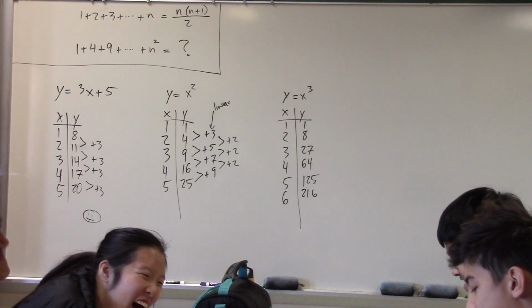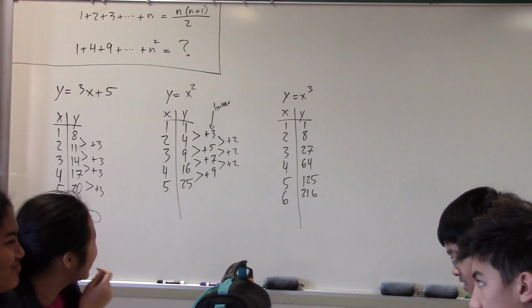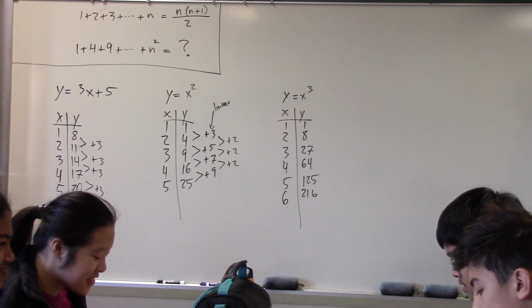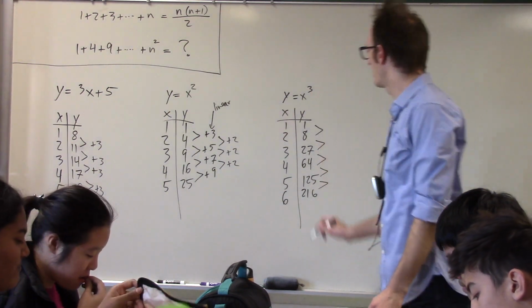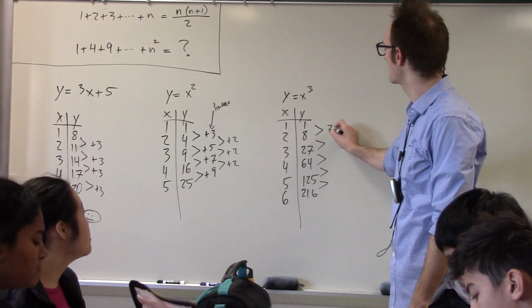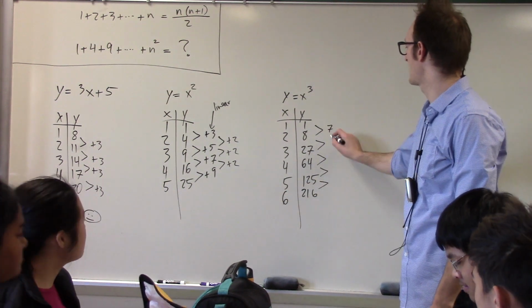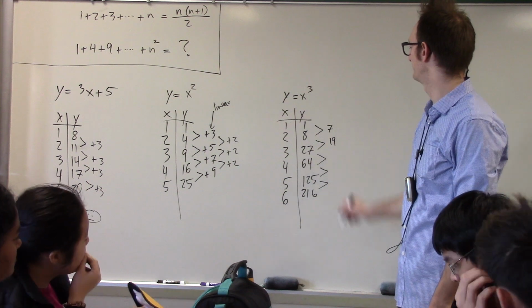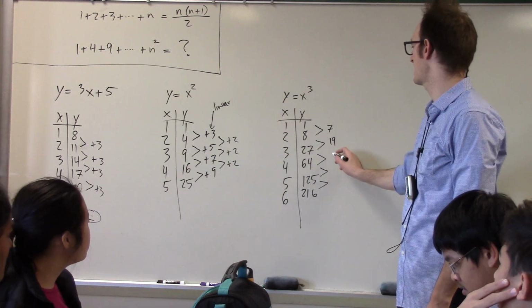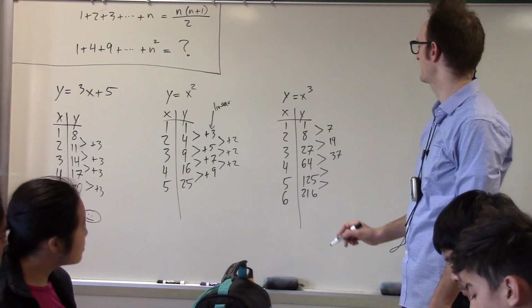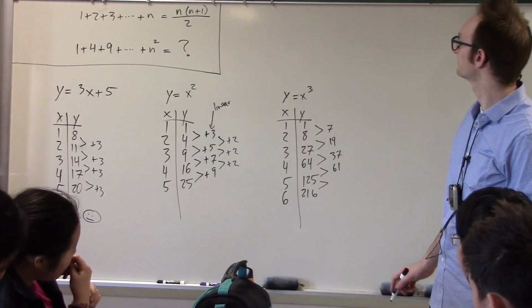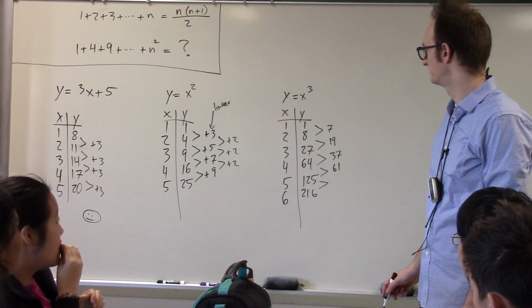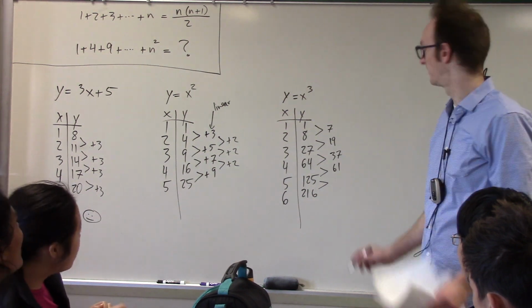All right. So let's look at the pattern here. I'm going up by 7, up by 19, 37, 61, and 91.